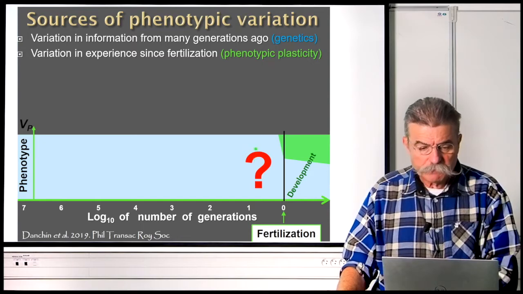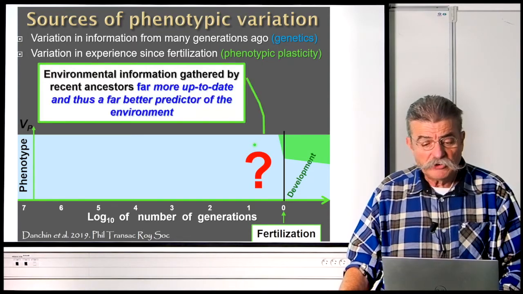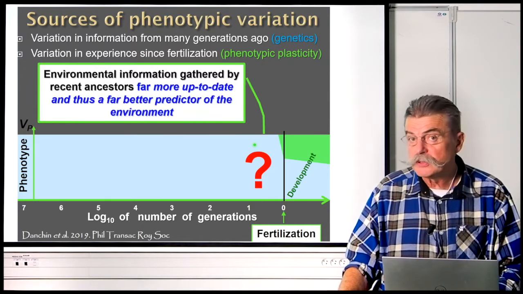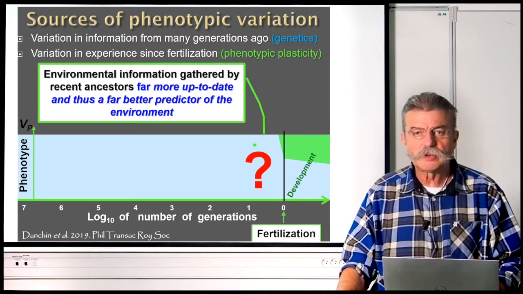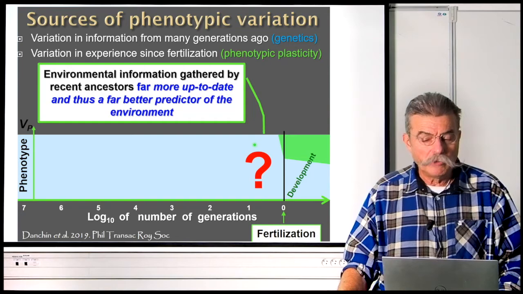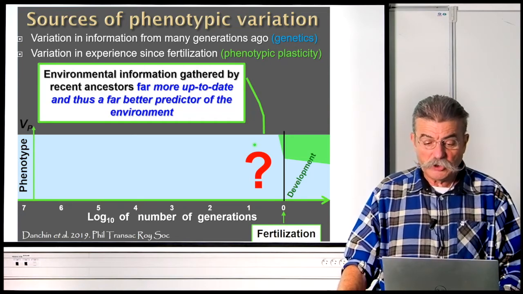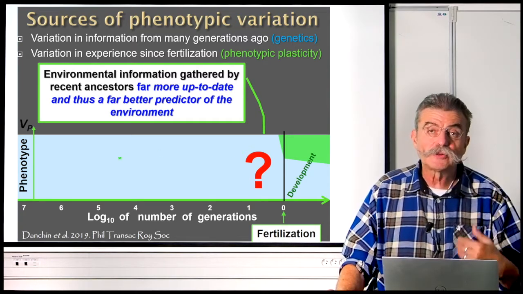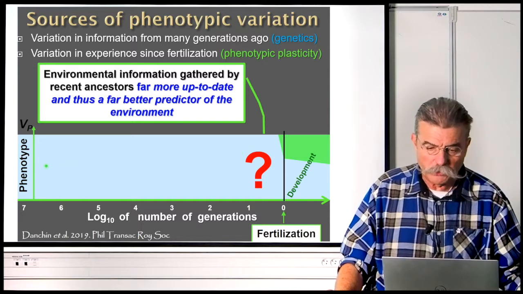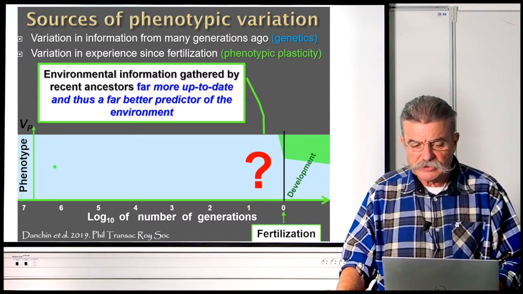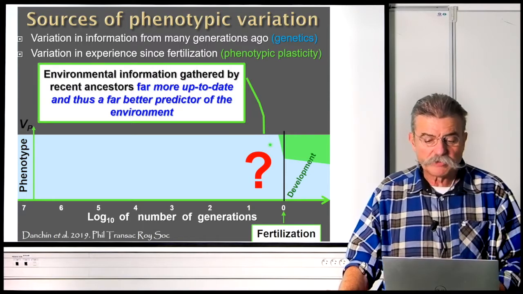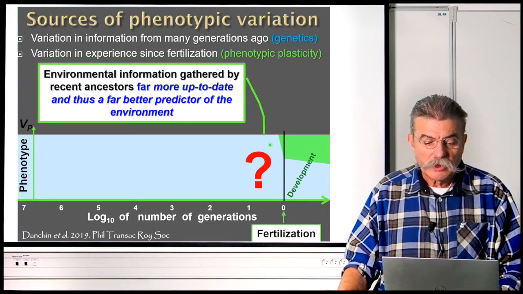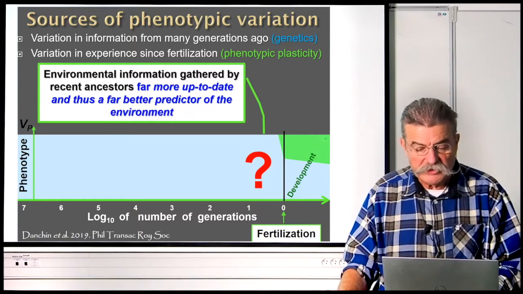It seems to me that environmental information gathered by my recent ancestors, my parents, my grandparents, my great-grandparents, is likely to be far more up-to-date than the information that was gathered by some of my ancestors that lived millions of generations before. So it means that the environment experienced by my recent ancestors is likely to be a far better predictor of the environment in which I will be living.